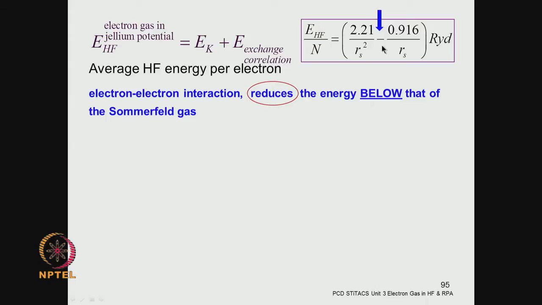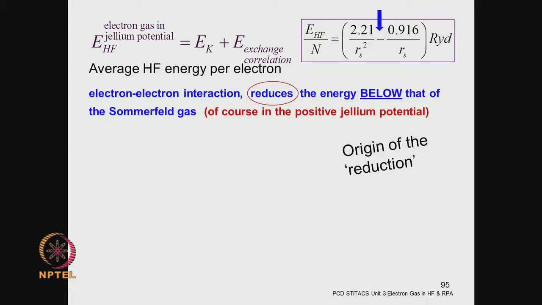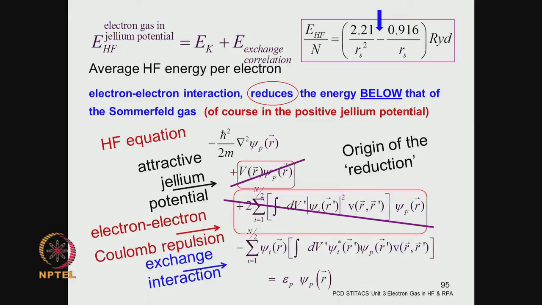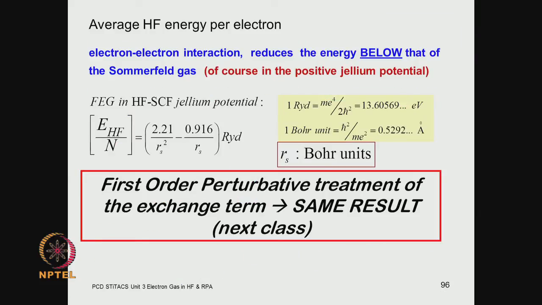Now that of course should not surprise you, because the origin of the reduction comes from the fact that there is a positive Jellium, and if you remember how we arrived at the Hartree-Fock self-consistent field relation, the attractive Jellium potential term cancelled the electron-electron Coulomb repulsion, and the only thing that was left is the exchange correlation term, which gives you this lowering of the energy. So that is the origin of this reduction term. There is nothing very mysterious about it. So this is the result that we get for the Hartree-Fock self-consistent field free electron gas.